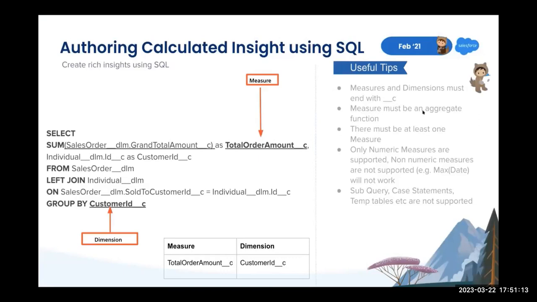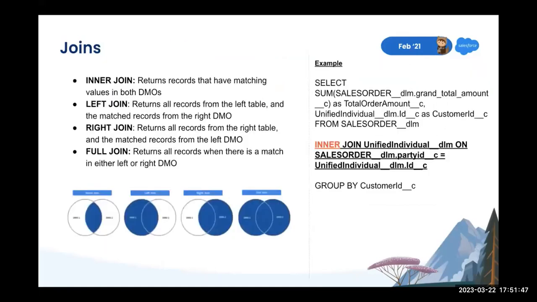A measure must be an aggregate function. If you do not have an aggregate function, your validation will fail and we won't store it. There must be at least one measure in your calculation, and you can have up to 5 measures in a single insight and up to 10 dimensions. At this time, only numeric measures are supported, so non-numeric measures such as max date won't work. And the authoring SQL does not support nested queries, case statements, or temporary tables just yet. So that's something to think about.